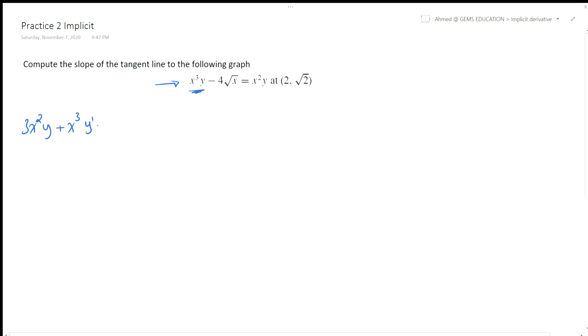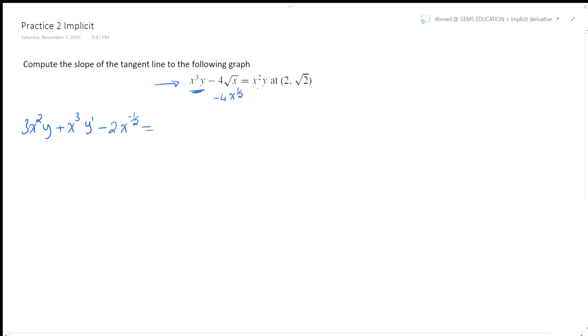This is then minus 4 root x, which could be rewritten as 4x to the power of half. So when I get the derivative of that, it will become half times negative 4, which is negative 2, x to the power of negative half. All of that is then equal.